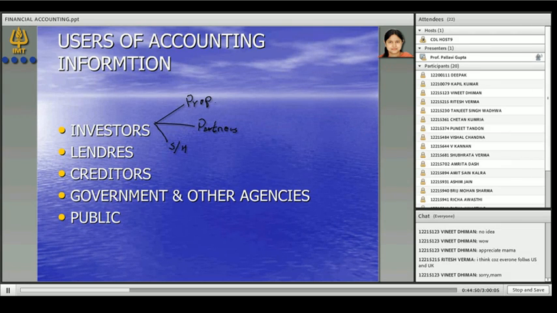Then lenders. Lenders are the persons who have given the loan to the company, right? So lenders require this information: what profit we have earned, how the company is doing, do we maintain sufficient liquidity and solvency, would the company be able to pay their debt and pay them interest.